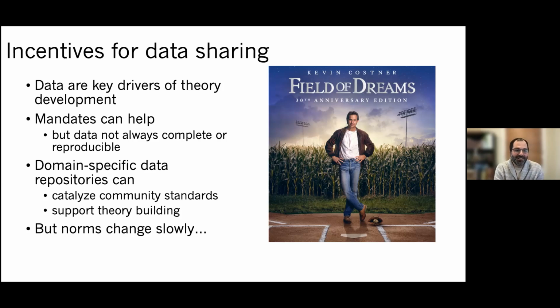Okay, so data sharing mandates can help, and I think it remains to be seen how the NIH policy gets implemented and how it trickles down in psychology and other areas. But I think community-based change is a really important part of this process. So in particular, domain-specific data repositories that can catalyze community standards and gradually support the processes of data and knowledge aggregation to support theory building and slowly change our norms.